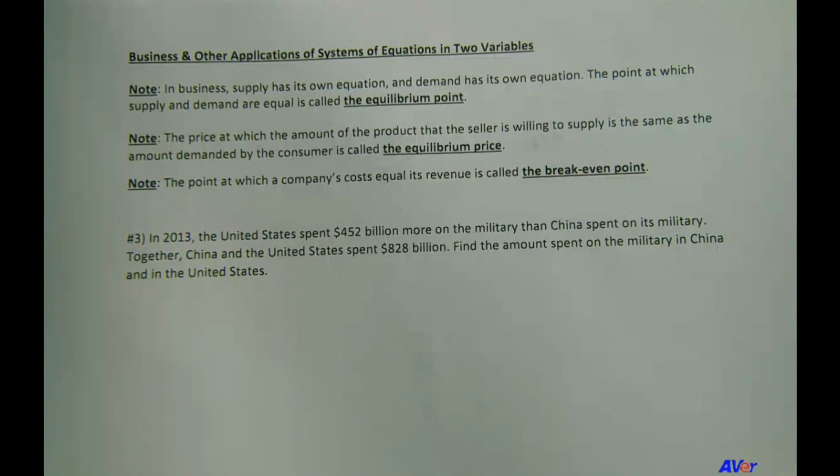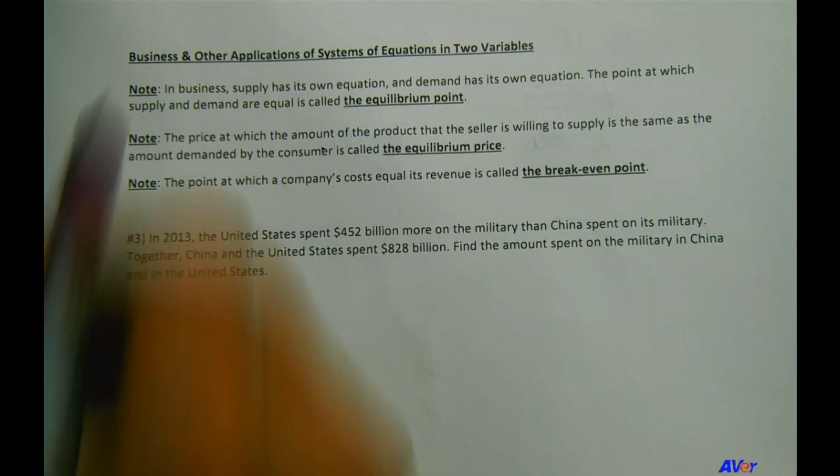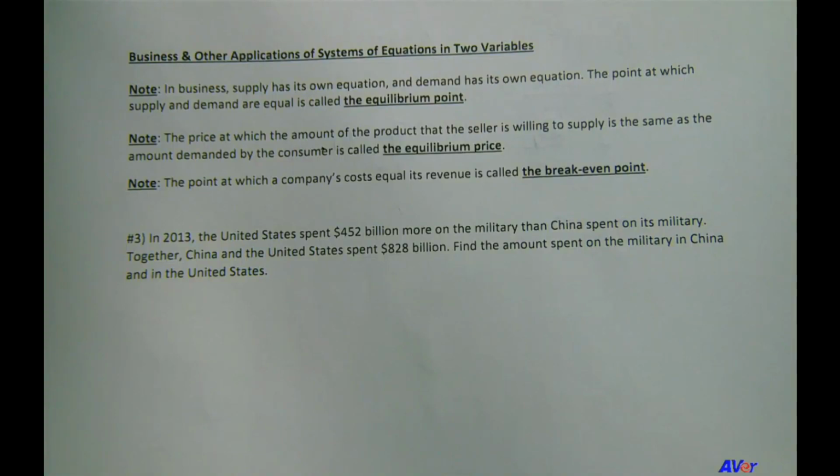So when we're talking about a business application of what we've been doing, which is solving systems of linear equations in two unknowns, if the equations represent supply and demand, then the point where they intersect, where they have a solution, is called the equilibrium point.